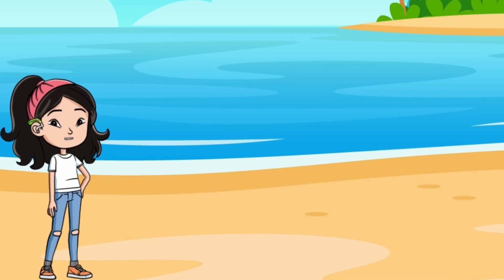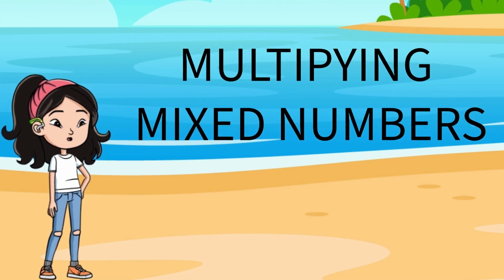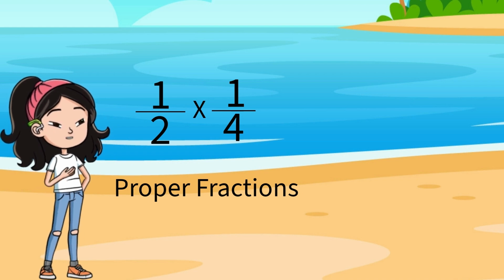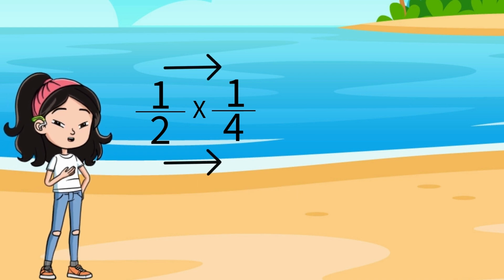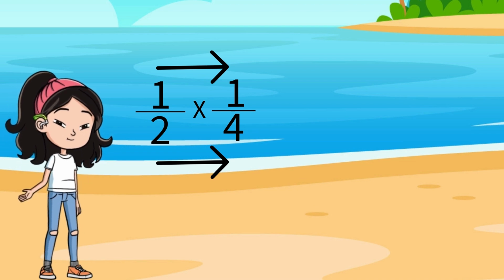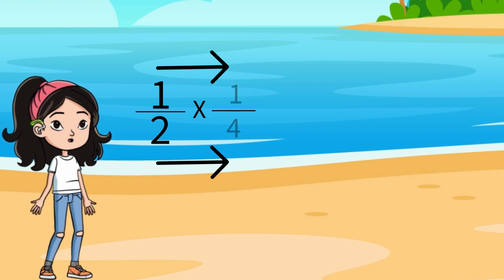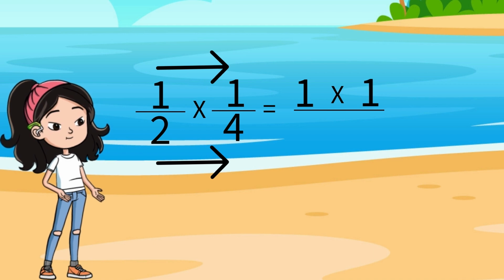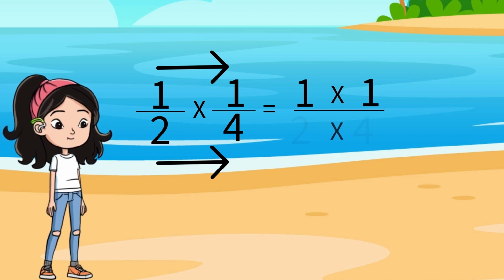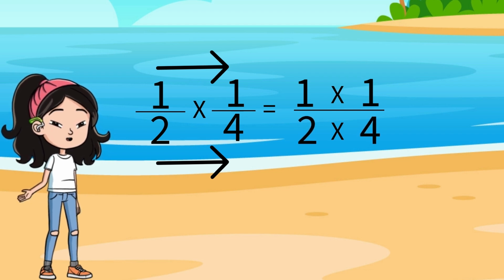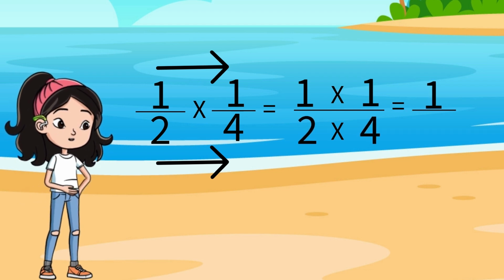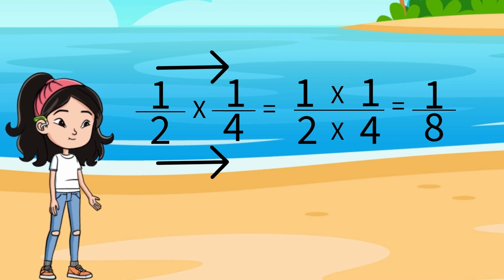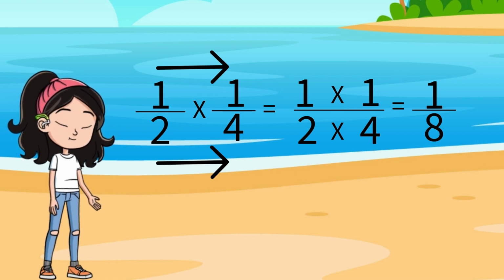Today's lesson is about how to multiply mixed numbers. We spoke about how to multiply proper fractions in our previous video, which is just to multiply across. So, a half multiplied by a quarter is 1 multiplied by 1, and 2 multiplied by 4. 1 multiplied by 1 is 1, and 4 multiplied by 2 is 8. This cannot be simplified, so it is our final answer.